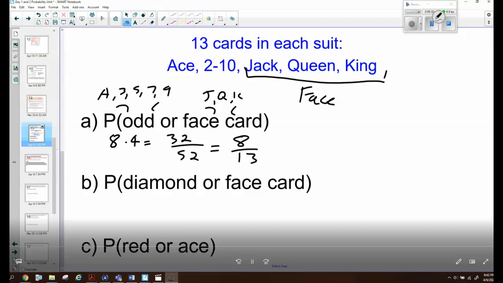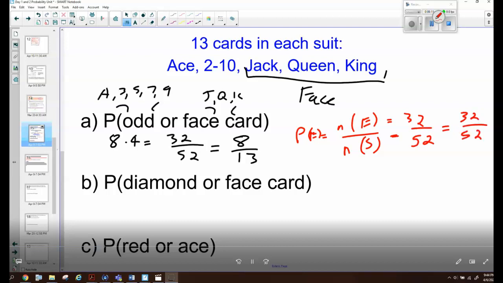But once again, I want us to understand our notation here. My desired outcome, my P, so my probability of, in this case, odd or face, is the number of ways that my event occurs, the event being odd or face cards. The number of ways it occurs, we figured out, was 32. The number of elements in the sample space, well, that's literally asking you how many cards are in the deck, which is 52. And thus, this is how we see our notation, our language, work out with probability here.